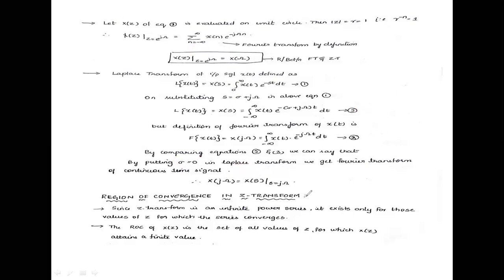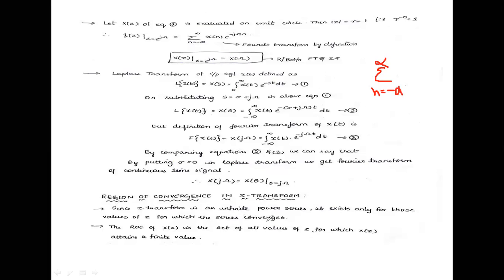Now, in the last class we discussed something very important: the region of convergence in Z transform. There are some points we have. Since the Z transform is an infinite power series, infinite meaning the sum of n from minus infinity to infinity, it exists only for those values of Z for which the series is convergent.